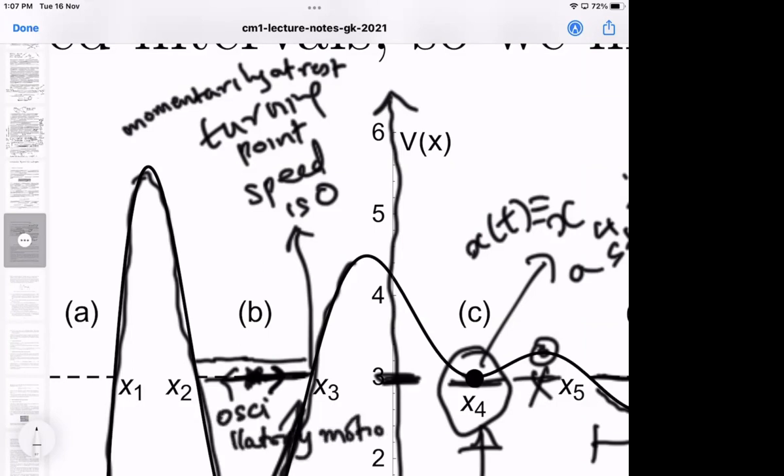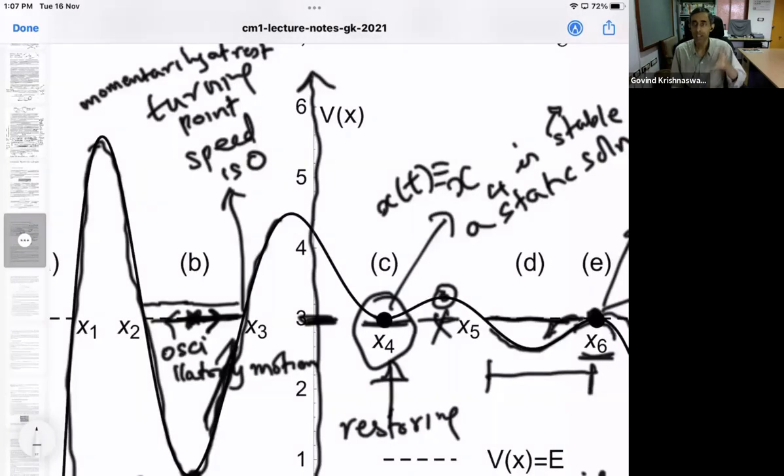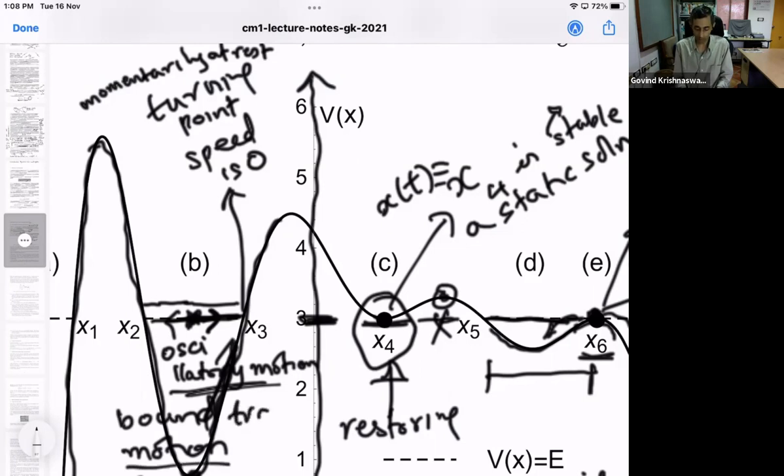Okay. So at x4, we had stationarity, nothing happening, a static solution. Here we have oscillatory motion. I would like to call this oscillatory motion bound motion. Bound, because the particle is bound to that region. It cannot go beyond x3 to the right and beyond x2 to the left. So this is called a bound trajectory.